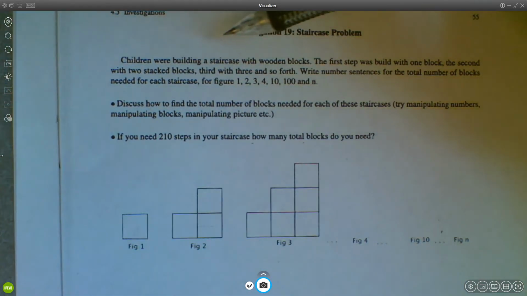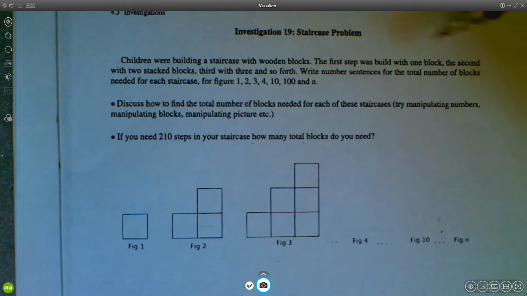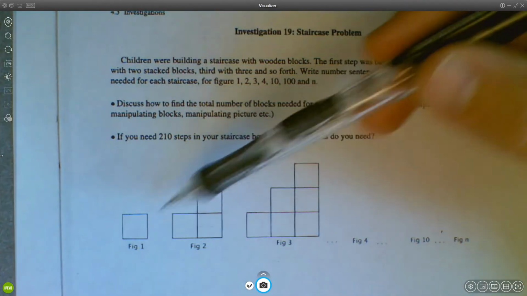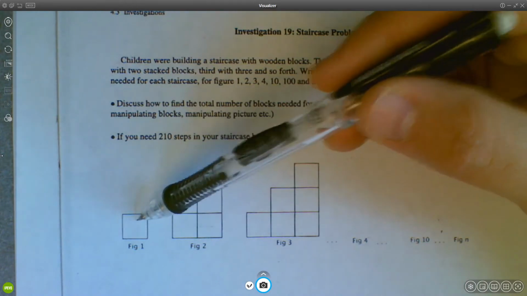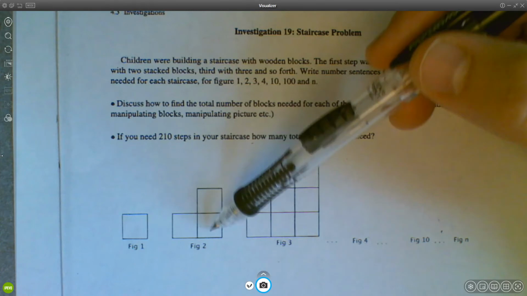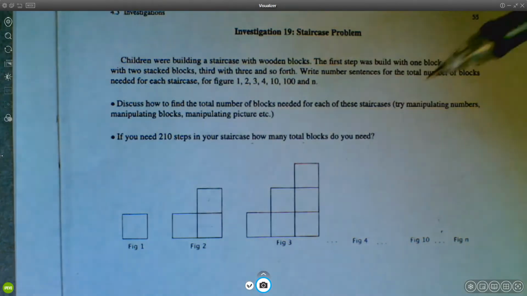It says children were building a staircase with wooden blocks. The first step was built, I think it should say, with 1 block, the second with 2 stacked blocks, the third with 3, and so forth. So you've got this picture, right? This is the first step, and then a 2-step staircase would look like this, with 1 block and then 2 blocks stepped on top of each other, and then this is a 3-step staircase and so forth.